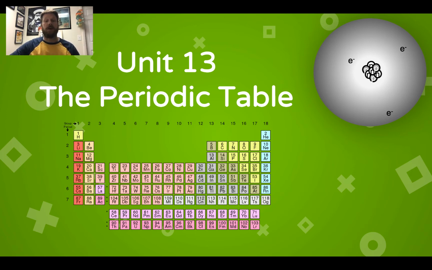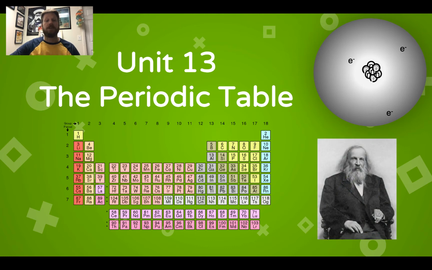Today we're going to talk about the mastermind behind the modern version of the periodic table. That would be the gentleman pictured right here, Dmitri Mendeleev. Now, Mendeleev was not the first person to recognize trends in the properties of elements. So I would like to take you on a whirlwind historical journey about the concept of the periodic table.